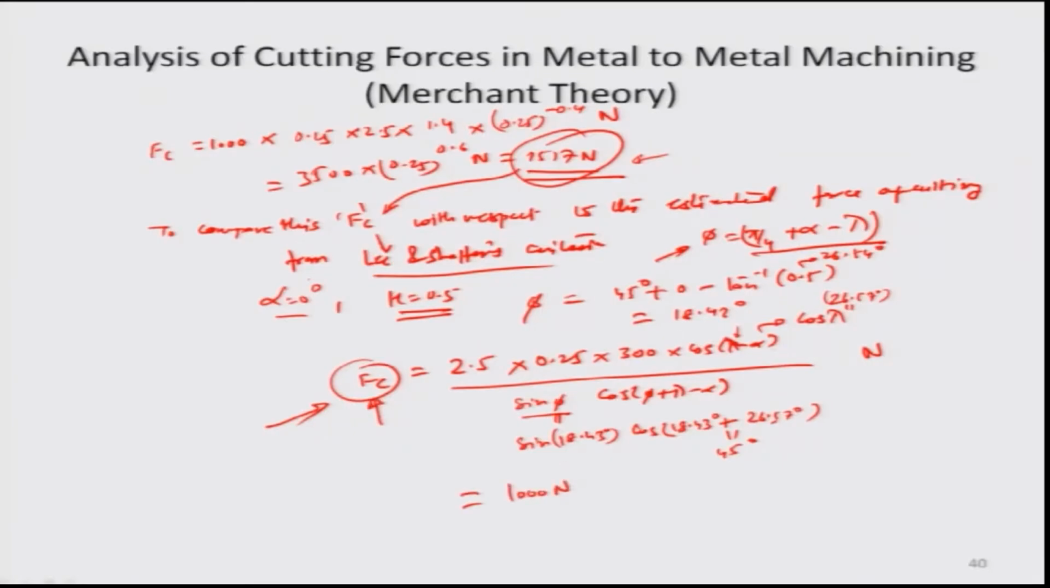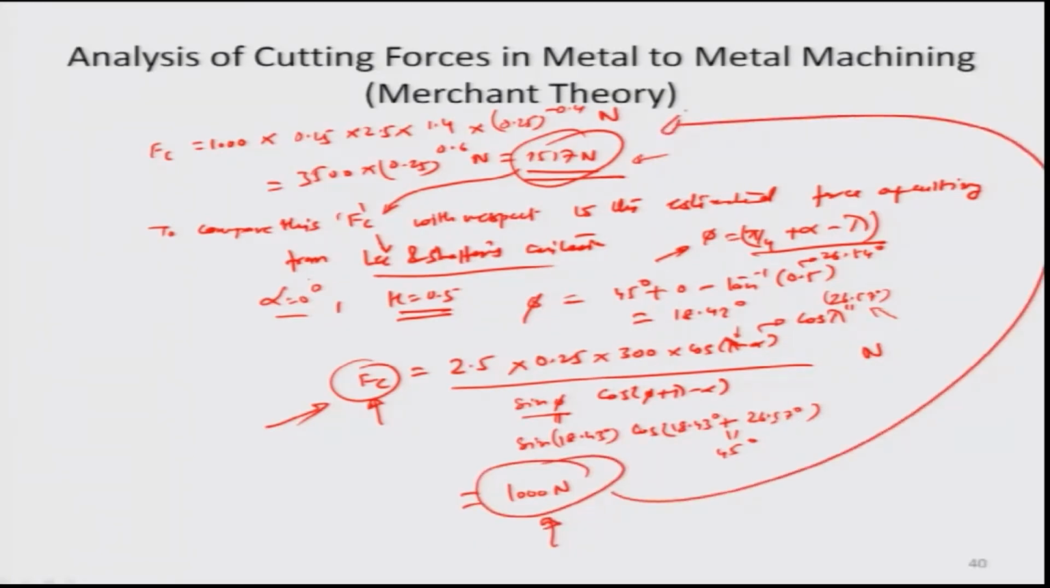If I calculate by substituting the values of cos 26.57 and all the other sin and cos parameters in the denominator, the total force of cut happens to be about 1000 Newton, which is at least order of magnitude wise quite close to this 1517 Newton. So, with both methods we can predict similar orders of magnitude of the cutting force as illustrated here.